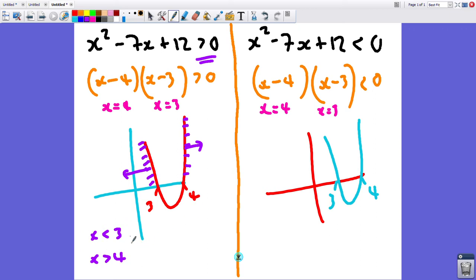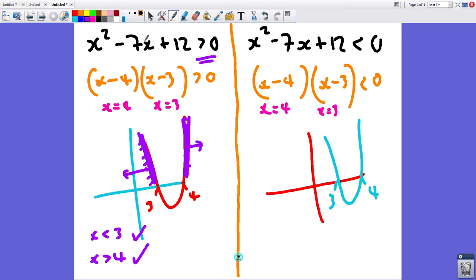x is less than 3, x is greater than 4. You'll notice that there are two separate and distinct inequalities, and that makes sense because we have two separate and distinct regions on this graph where this inequality is satisfied. Two separate regions, therefore two separate inequalities.